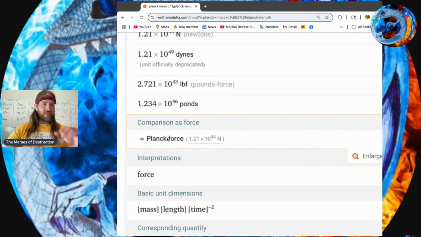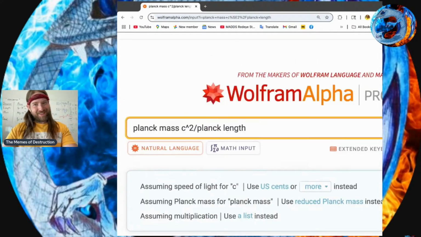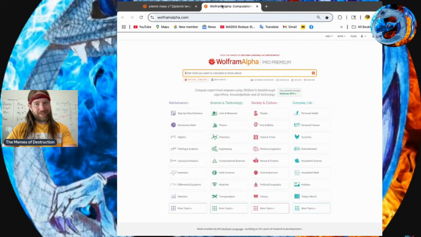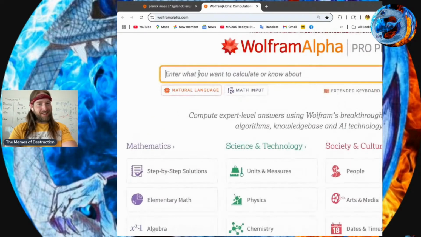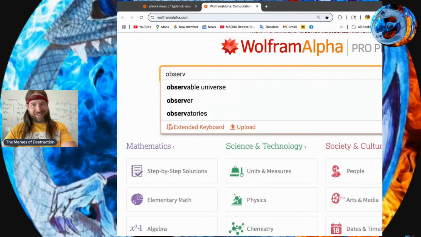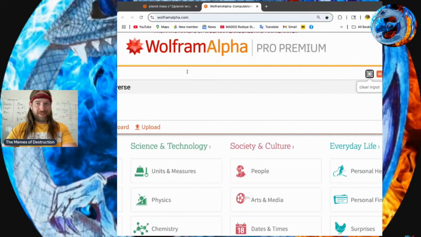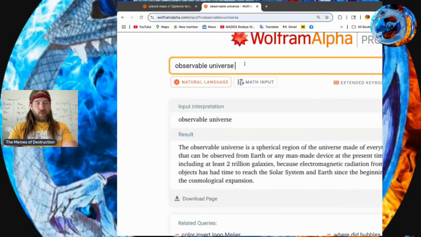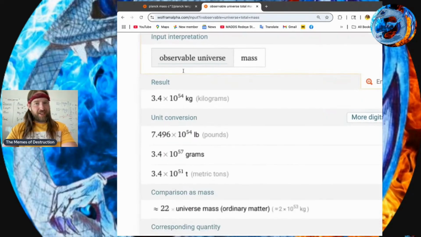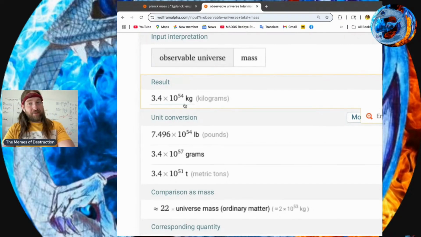All right, cool. Now let's see what Dr. Pais was talking about. We'll open another window. It's so much easier, you just type it in rather than having to do all the numbers. So the observable universe, we want the total mass. Okay, let's get the total mass of the universe. It's about 10 to the 54 kilograms.